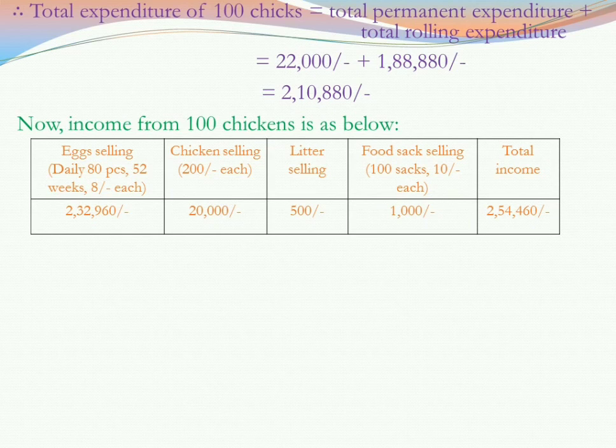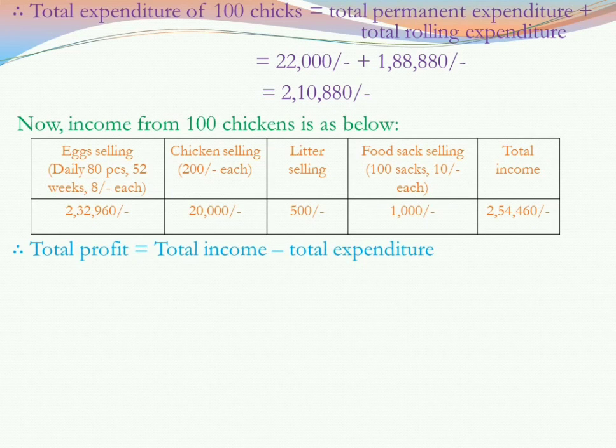And after 18 months, if we sell all of the chickens and each chicken costs 200, then for 100 chickens it should be 20,000. And after 18 months if we sell the litter, that means the poultry bed, it should be 500 taka. Food sacks, that means the supplementary food that we've supplied to the chickens, should be 100 sacks. And if we consider each sack as 10 taka, then it should be 1,000 taka. Then total income is 2,54,460.